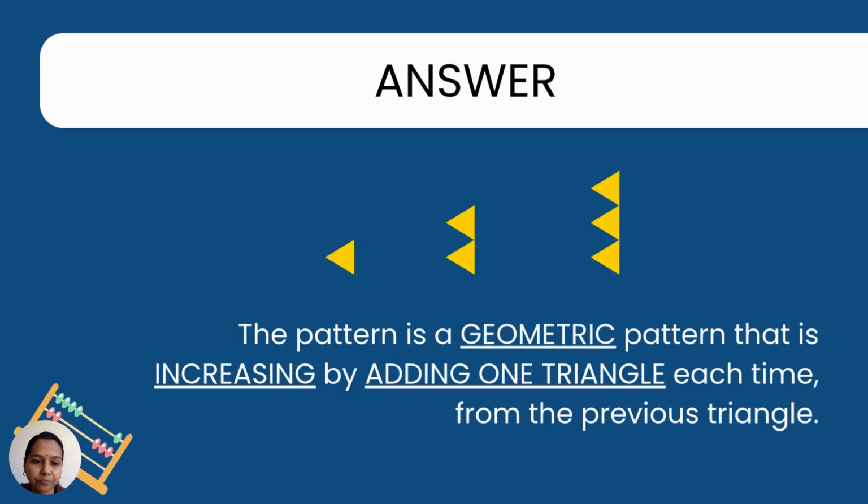So here's the answer. The pattern is a geometric pattern. We can see there's only shapes and symbols. There's no numbers. This pattern is an increasing pattern. Can you see from the first term to the second term and then to the third, there's an increase of one triangle each time. It shows that the pattern is increasing, adding one triangle at each term.